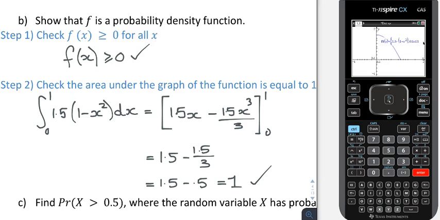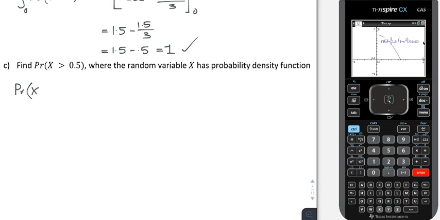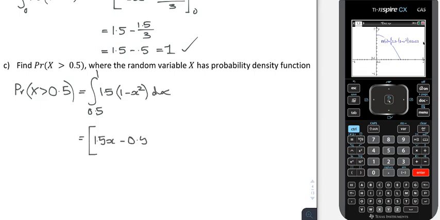in that question. And then part C is asking us to find the probability of x being greater than 0.5. So for x to be greater than 0.5, you're looking at an integral between 0.5 and the maximum, which is 1. So substituting in those two values, we can find out that area.